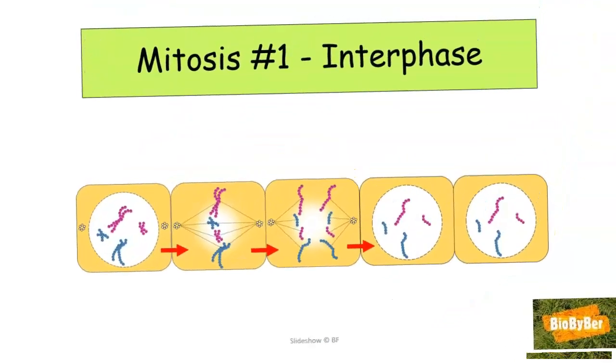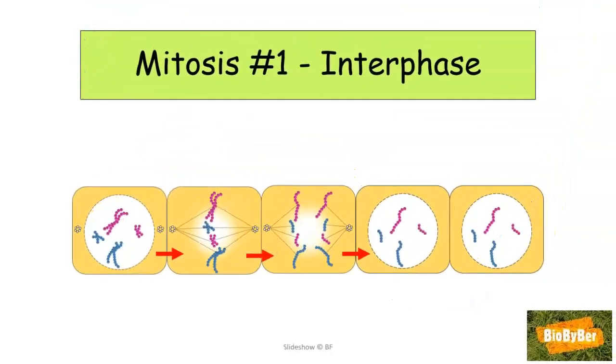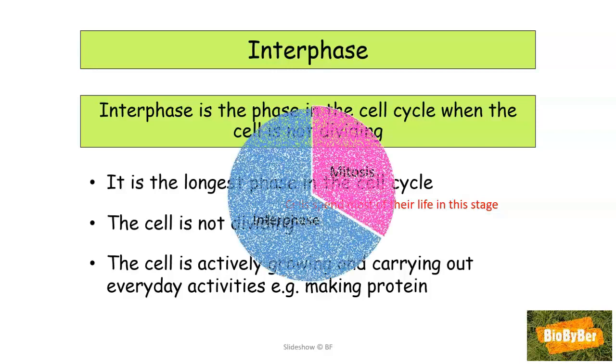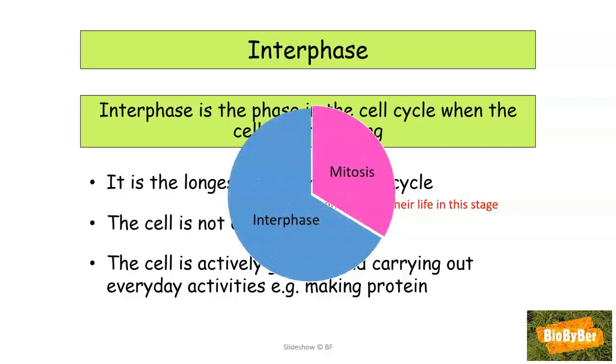Following that, let's look at interphase. This is the stage where the cell is gearing up or preparing to carry out mitosis. Interphase is the phase in the cell cycle when the cell is not dividing. It is the longest phase in the cell cycle. Cells spend most of their life in this stage. Remember, we could see this clearly in our cell cycle graphic from before. Interphase often accounts for over 90% of the cell cycle.